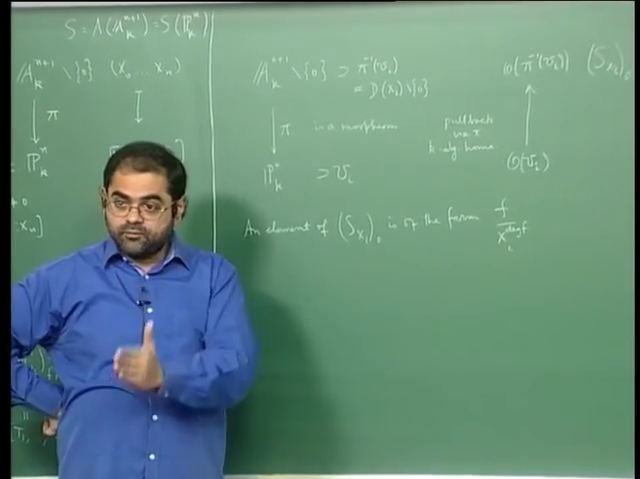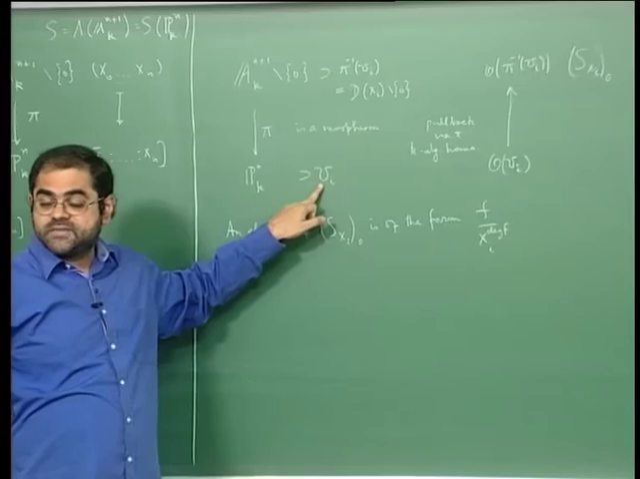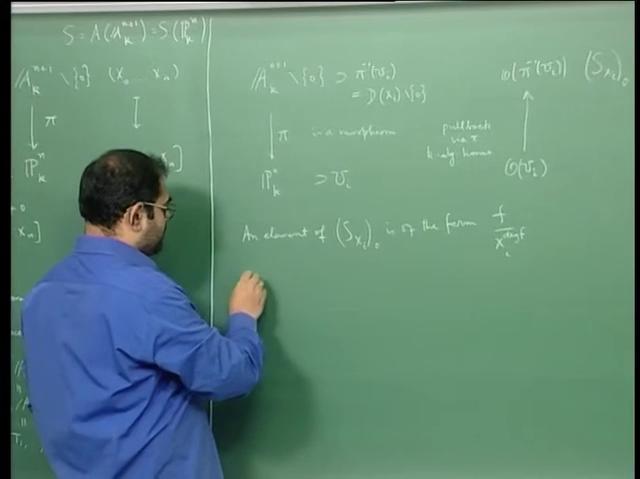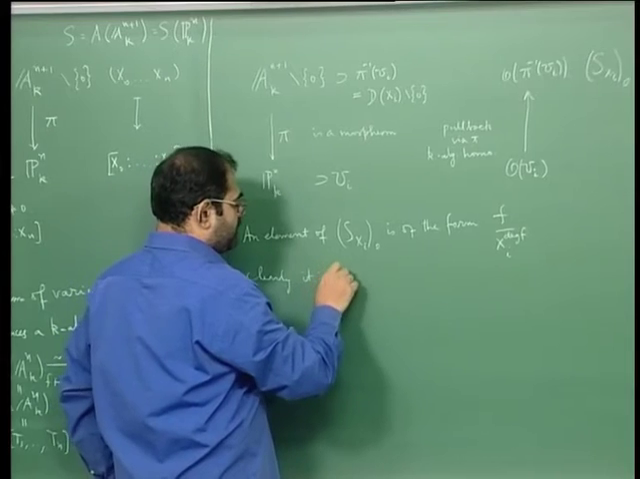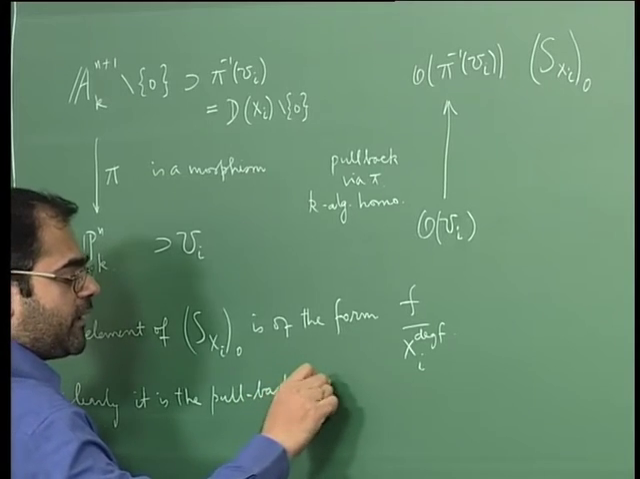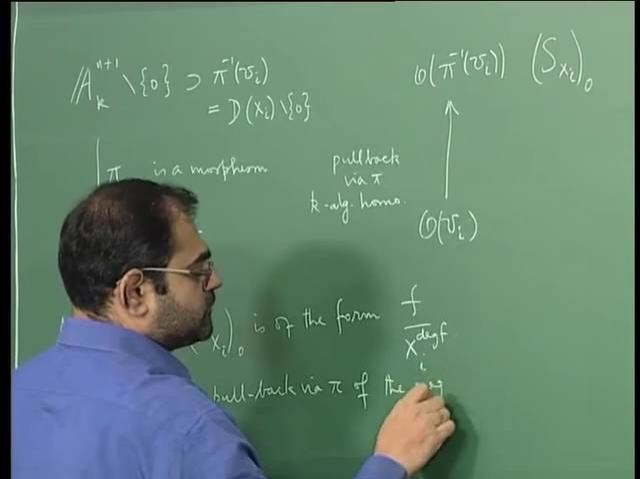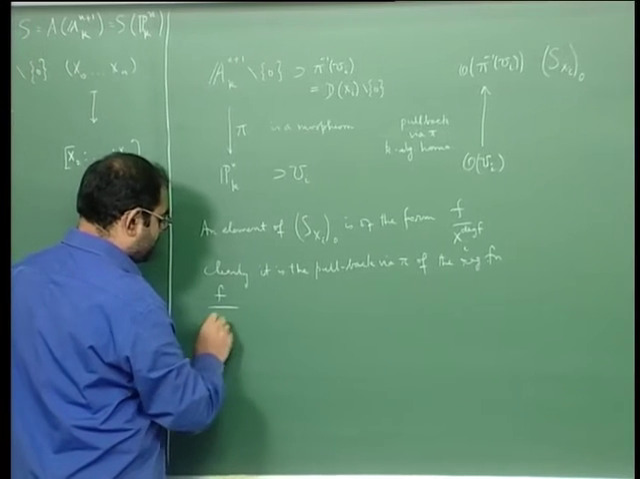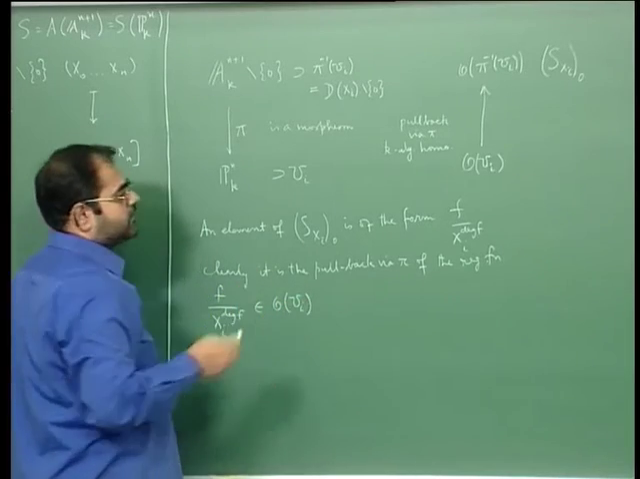In other words, it goes down to define a function on the projective space, and it will define precisely a function on Ui, because that is where xi is not 0. So, it is very clear that it is the pullback via pi of the regular function f by xi to the degree of f, which is in O of Ui, ok.